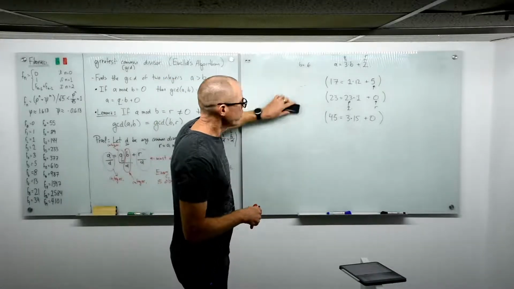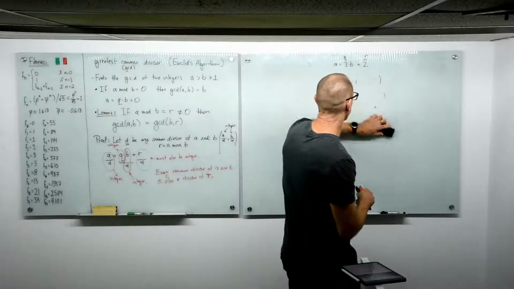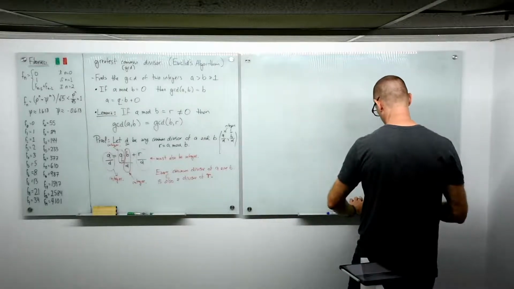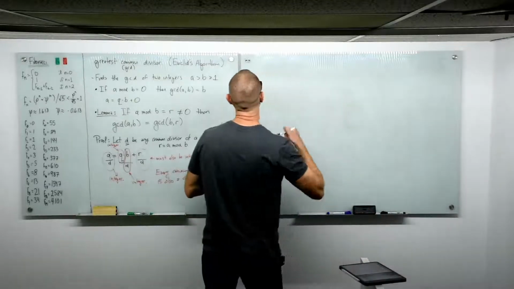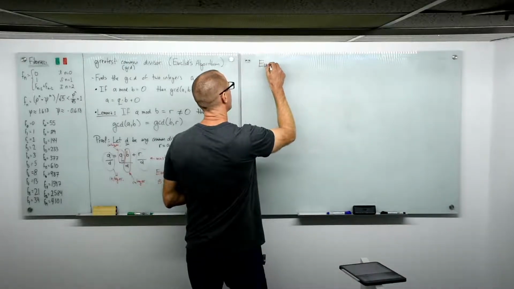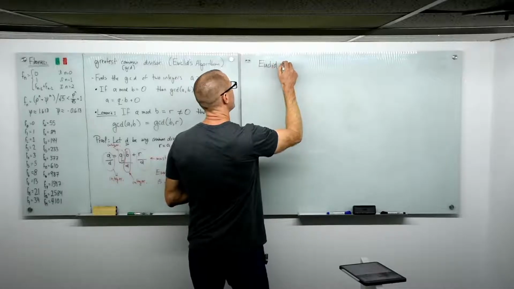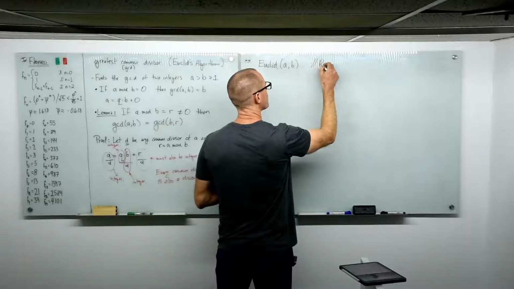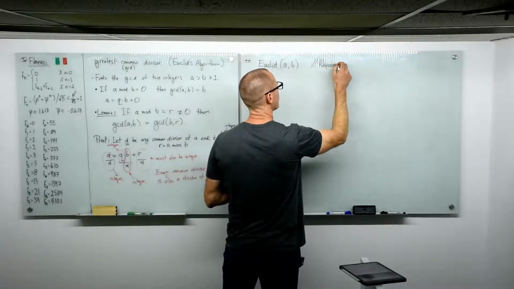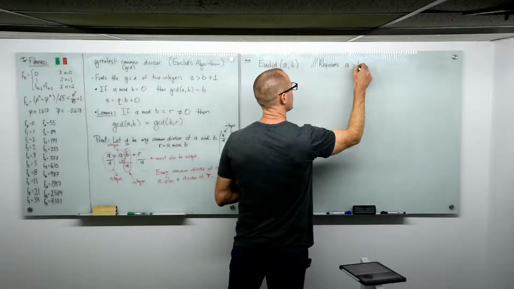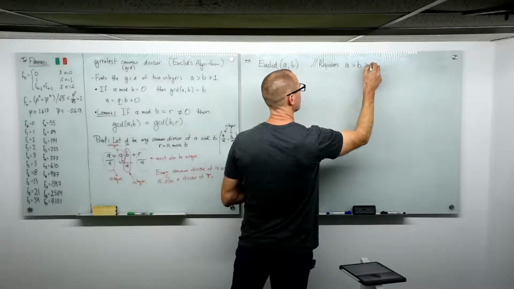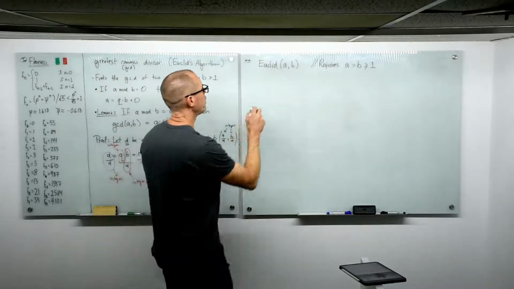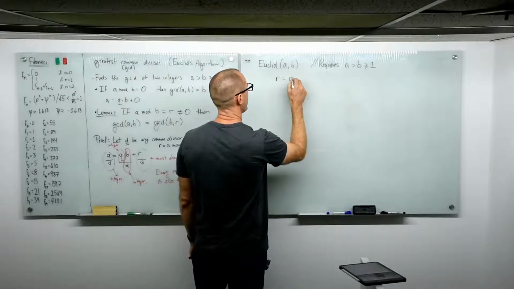So let me just write down Euclid's algorithm. Euclid, A, B. So this requires A is bigger than B is bigger than or equal to 1, and it just computes R is equal to A mod B.